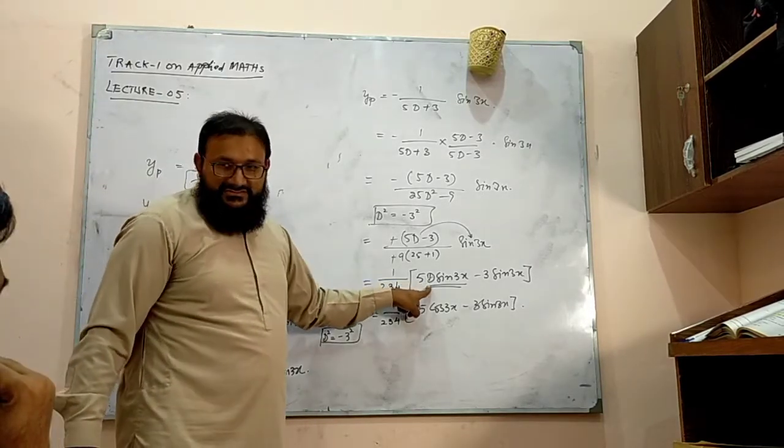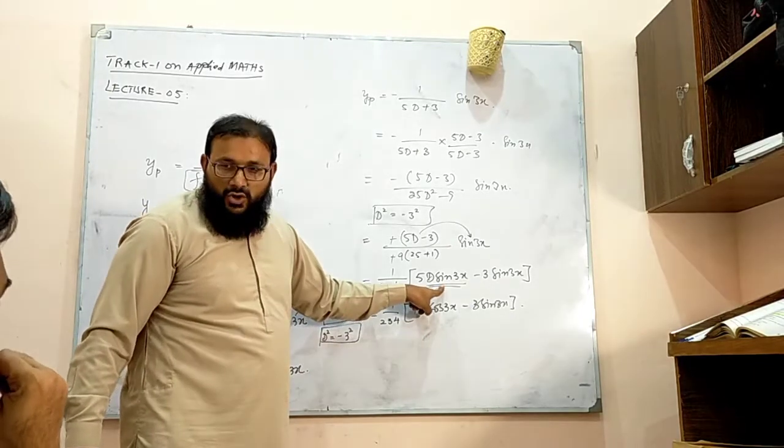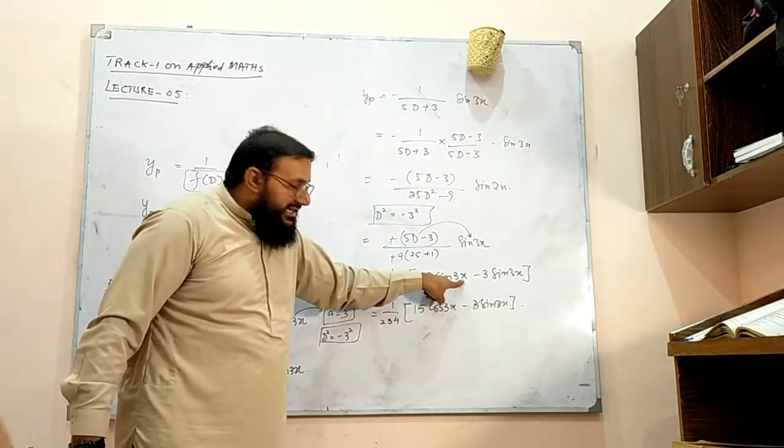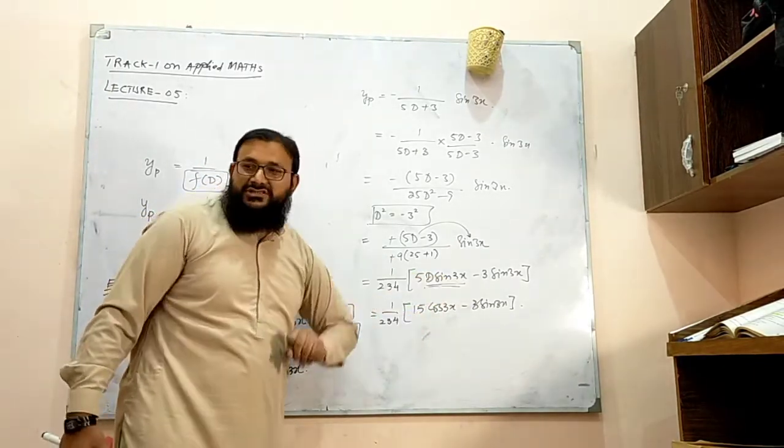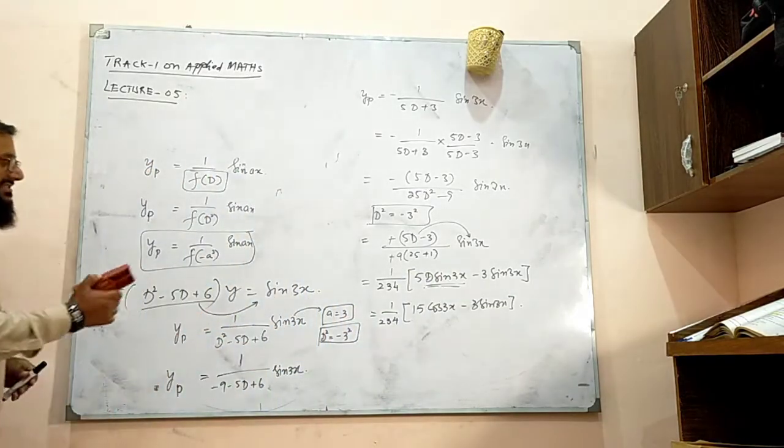D means derivative. Derivative of sine is cos, and the derivative of the angle is 3. So this is 15 cos dx. D only means derivative here.